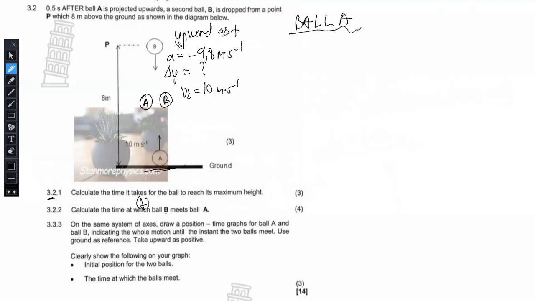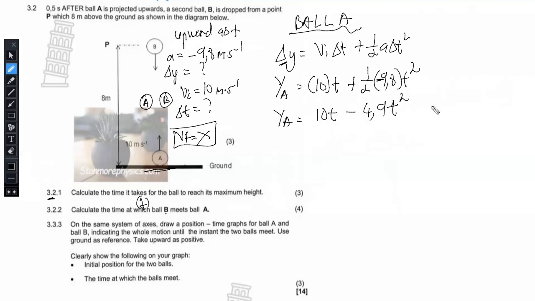So ball A, now which formula can we use? Remember, we are looking for delta t. So the formula that we can use is delta y is equal to vi delta t plus half a delta t squared. So we are looking for all the formulas that do not have vf, right? Because we are not concerned about vf. So now this is the correct formula to use.